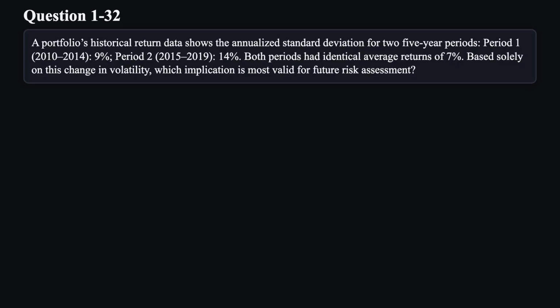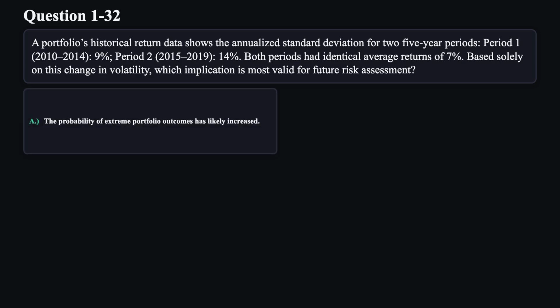Question 32. A portfolio's historical return data shows the annualized standard deviation for two 5-year periods. Period 1, 2010 through 2014, 9%. Period 2, 2015 through 2019, 14%. Both periods had identical average returns of 7%. Based solely on this change in volatility, which implication is most valid for future risk assessment?